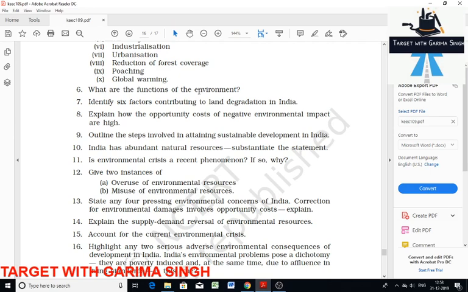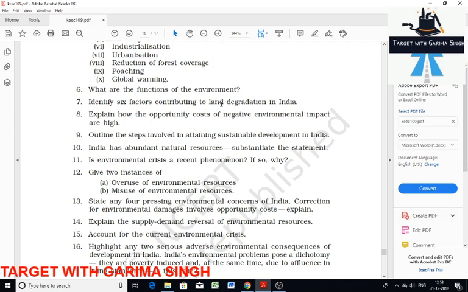The environment assimilates waste. Production and consumption activities generate waste. These occur mostly in the form of garbage. The environment absorbs garbage. Next, the environment enhances quality of life. The environment includes oceans, mountains, and deserts. Man enjoys these surroundings, adding to the quality of life.